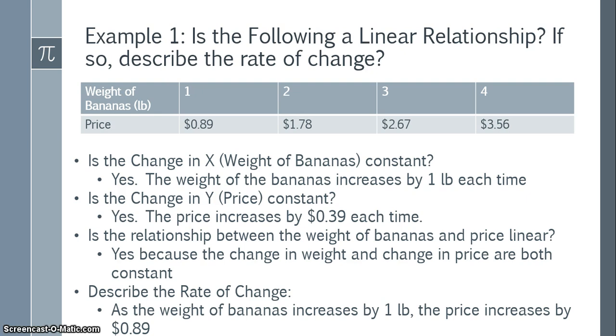Is the change in y, or the price, constant? Yes, because it changes by 89 cents each time, not 39 cents each time. Is the relationship between the weight of bananas and the price linear? Yes, because the change in weight and the change in price are both constant. And so the rate of change is: as the weight of the bananas increases by 1 pound, the price increases by 89 cents. So I do want you to write just this example down.